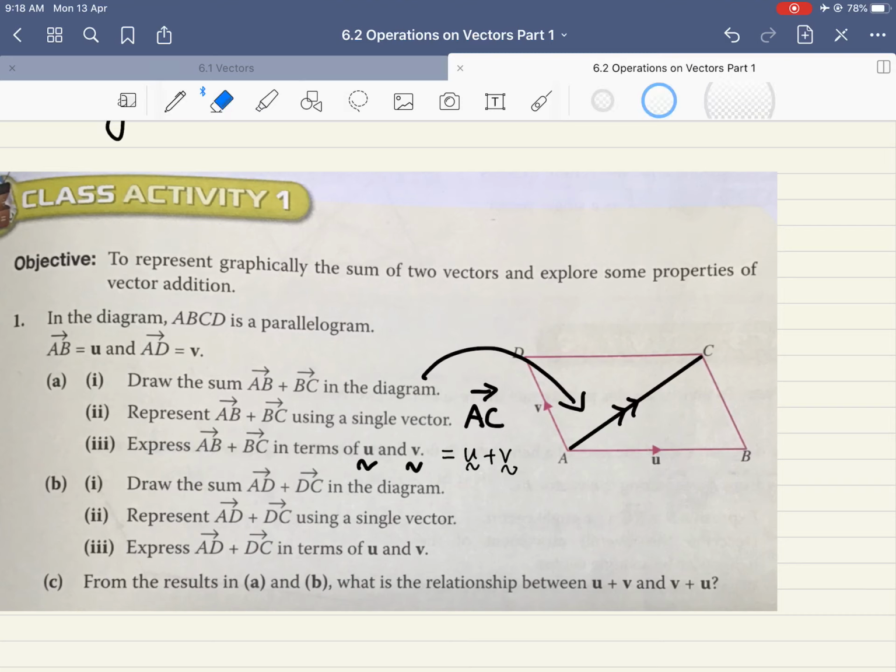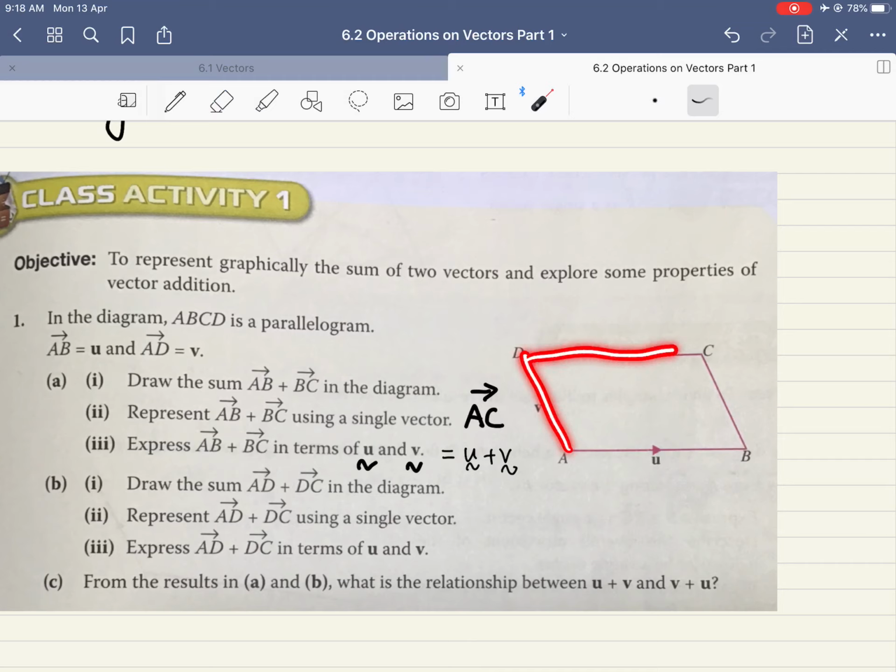Now let me erase the things and I'll do part B for you now so I don't confuse you. For AD plus DC, same thing. I'm doing part B now. AD plus DC. The sum will be like this directly. It will be A to C. So I will say that the sum of AD plus DC is also equal to AC, same as just now. Let me just draw that. I have drawn this in orange now.